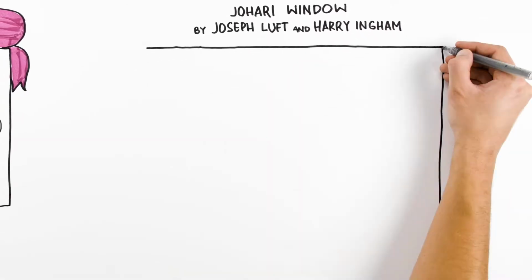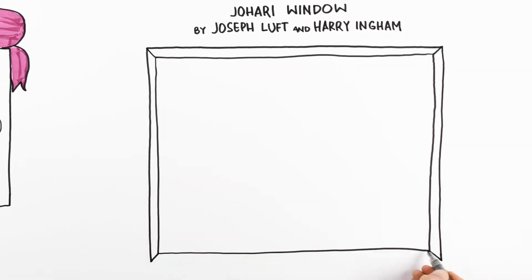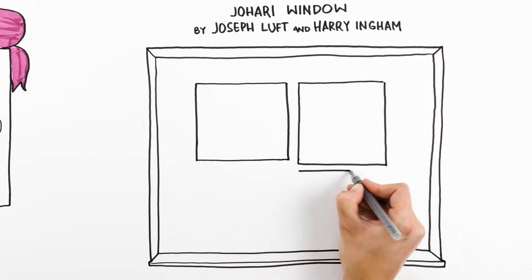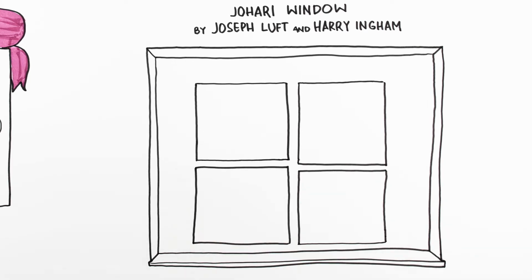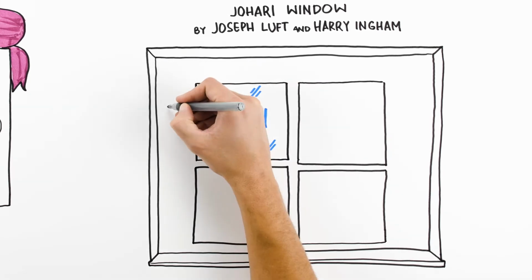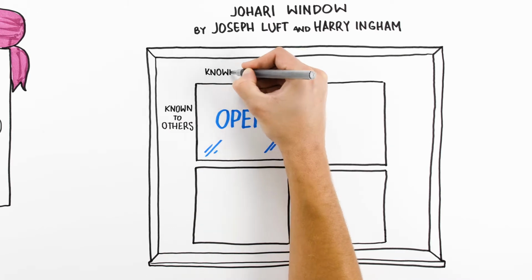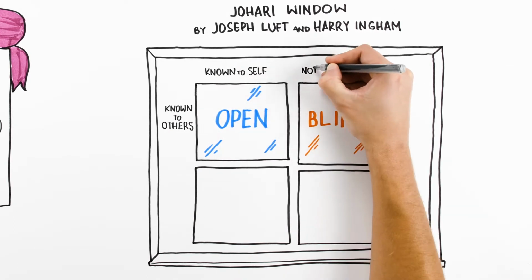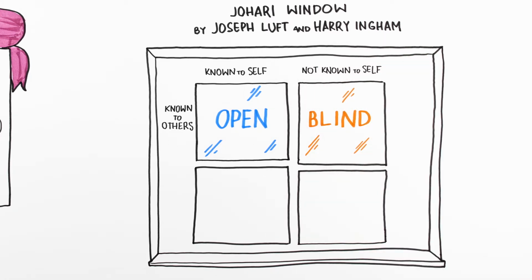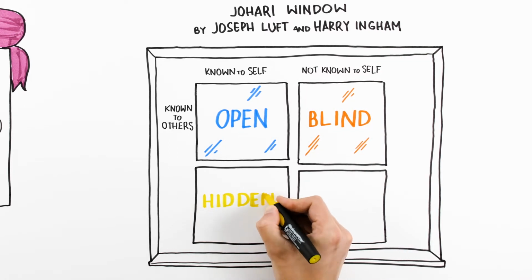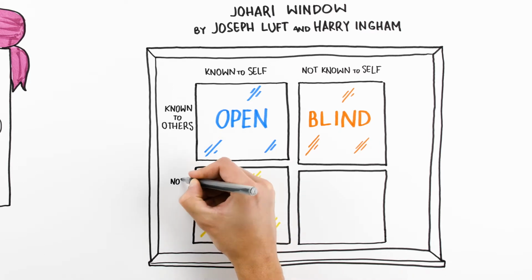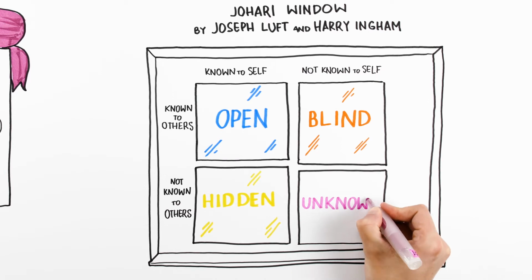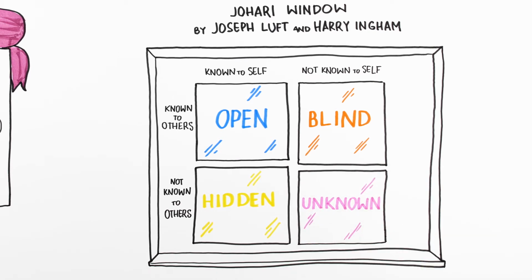It is useful at this point to call in the Johari Window, created by Joseph Luft and Harry Ingham in 1955. This model has 4 different quadrants, each of them related to a person's self-awareness. Open area, what we and others know about ourselves. Blind area, what we don't know about ourselves, but others do. Hidden area, what we know about ourselves, but others don't. Unknown area, what neither we nor others know about us.